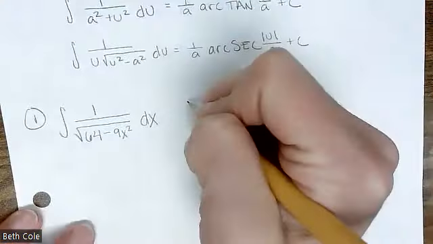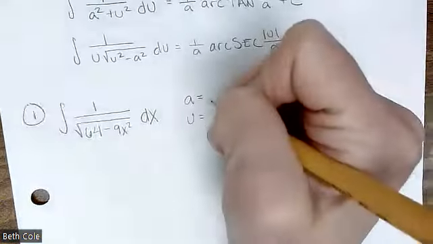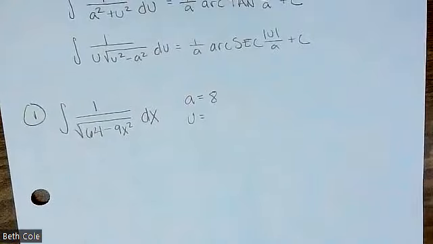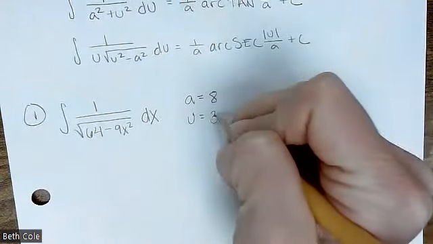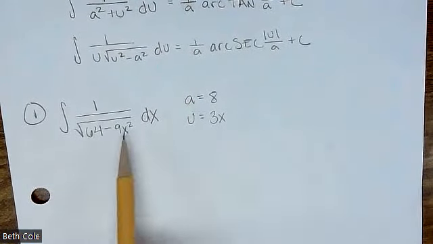So now we're going to write off to the side what's A and what's U. A is a value. It'll be a number. U is a variable, okay? In this case, A is 8. Where did I get that from? Perfect, all right. U is 3x. Where did I get that from? Square root of 9x squared.